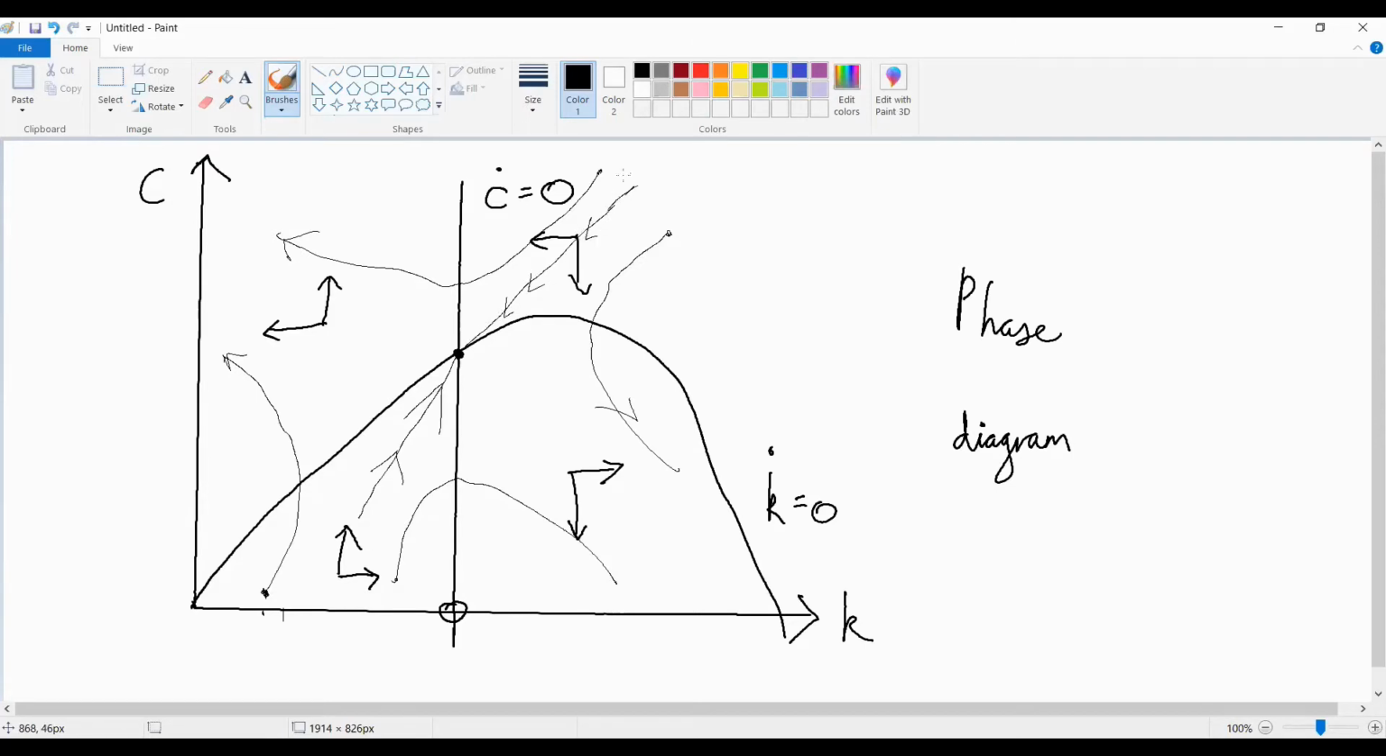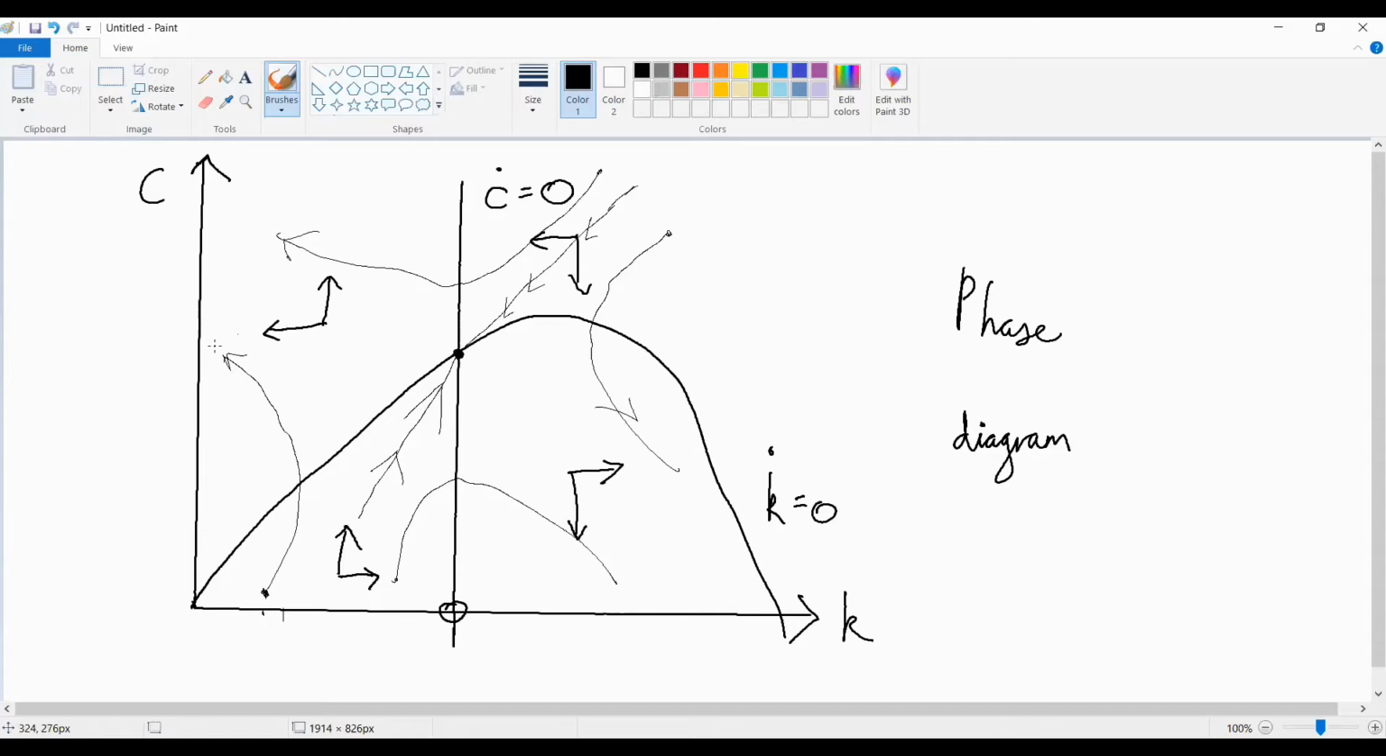Now, mathematically, we can prove that that is exactly the case. There is one and only one line that, given your starting point in capital, there will be one choice of consumption that takes you to the steady state. And that's great. It means that we have a unique equilibrium.